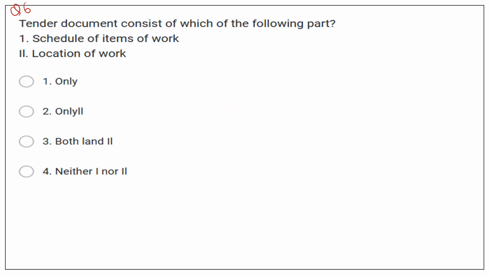Question number 6. Tender document consists of which of the following parts? So for the tender document, here the first option is schedule of items of work. So schedule of items of work is considered part of the tender document. Location of work is also part of the tender document. So here both options first and second are correct. So option number C is correct here.